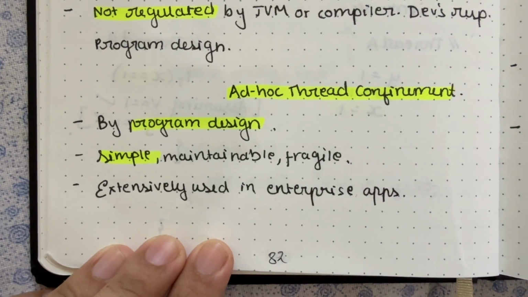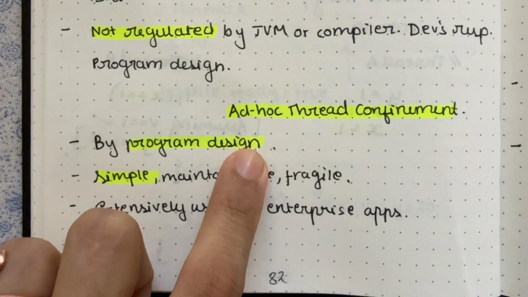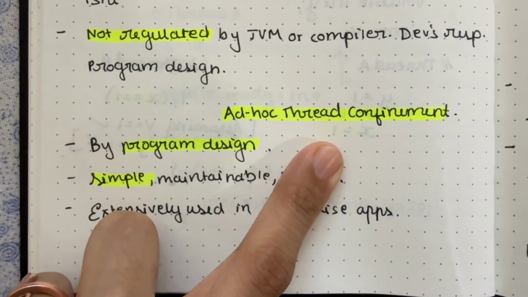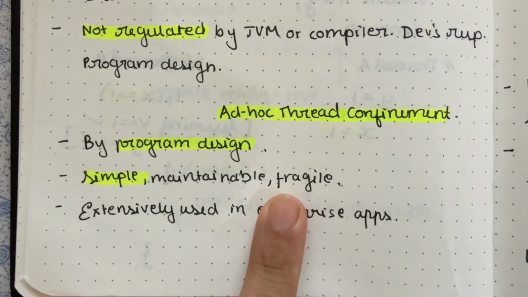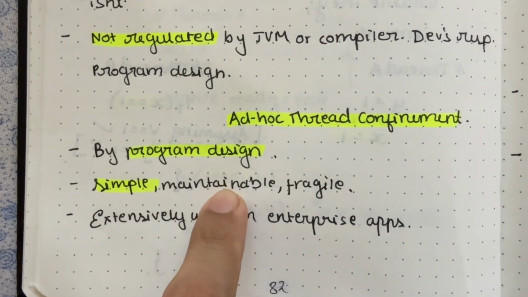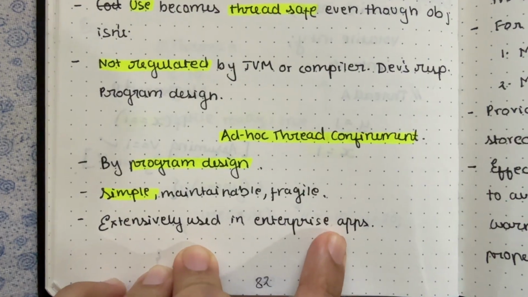Now let's see what is ad hoc thread confinement. Thread confinement, which is done by program design, is called ad hoc thread confinement. It is not regulated by the JVM or the compiler. It is simple, maintainable, but fragile. It is extensively used in enterprise applications.